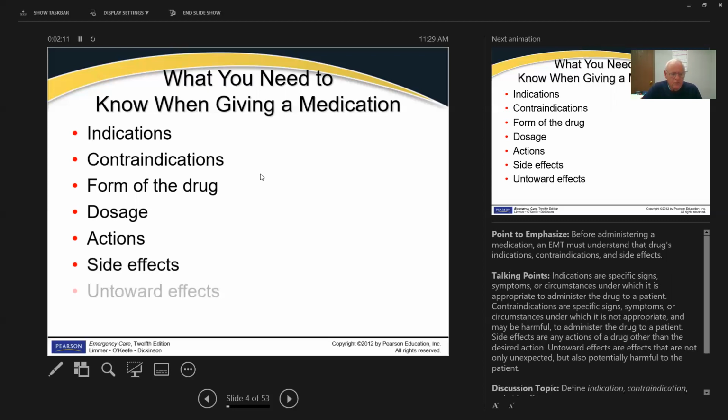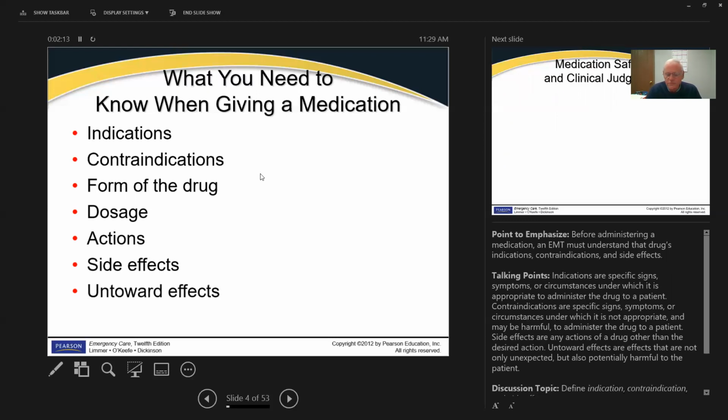And then unfortunately, there may also be some untoward effects. Some people may have a reaction to something or have an adverse effect to a drug. For example, Benadryl. It's an antihistamine, usually makes people sleepy. With some people, it makes it so they can't sleep. And that's an untoward effect. It has the exact opposite effect of what we would expect to have happen.